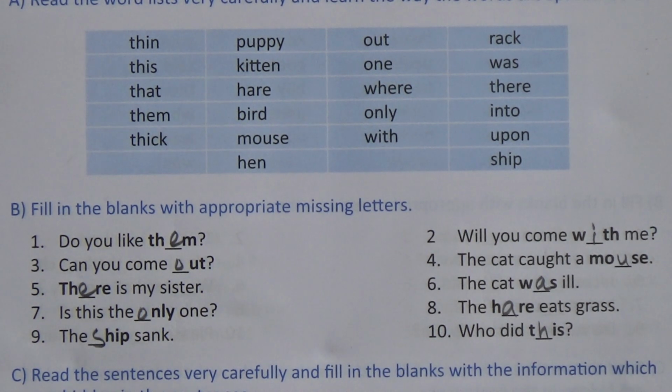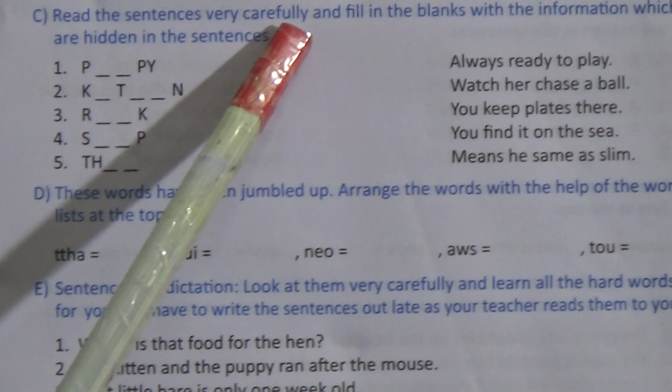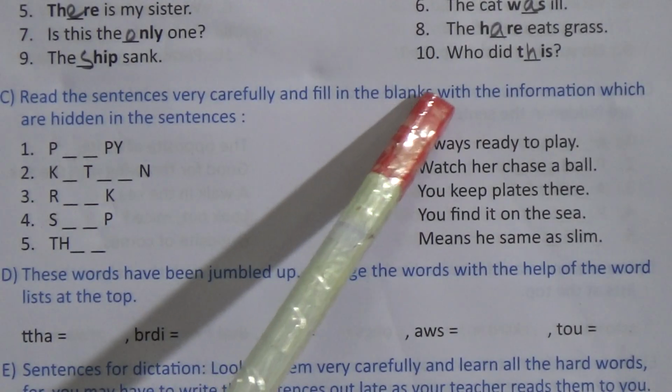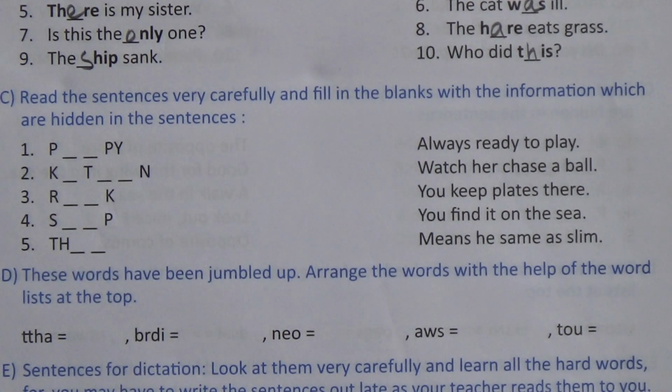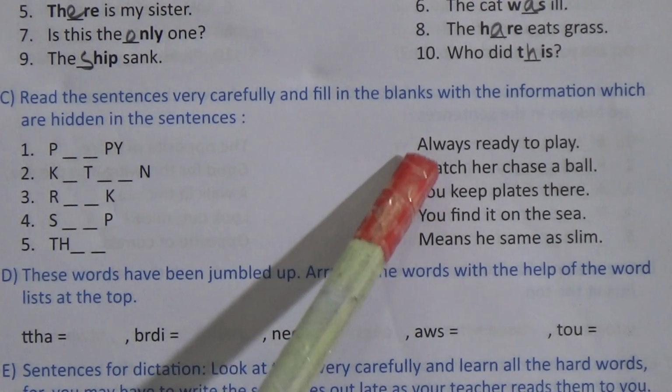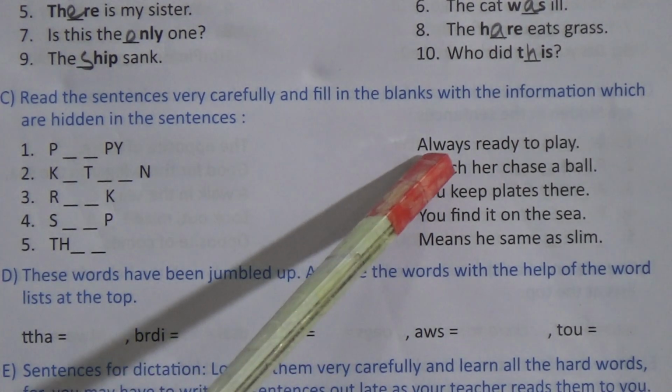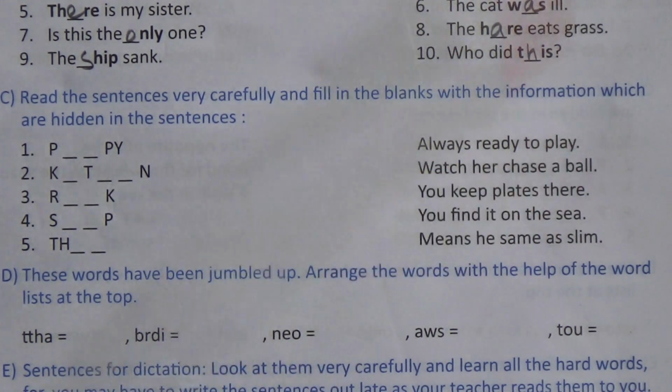Dear students, now we will solve task C. Read the sentences very carefully and fill in the blanks with the information which is hidden in the sentences. That means B and C are the same as in set 4. So let's read the first sentence. Always ready to play. What is this? Puppy.